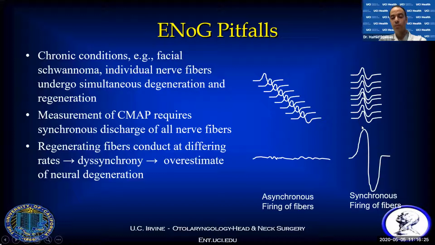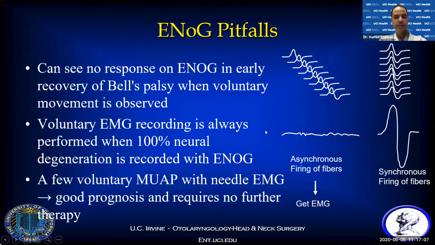This is what normal synchronous firing would be. All of the fibers are causing an EMG at the same time, and so then you get this one big massive EMG compound action potential. So we talked about this. The asynchrony will cause an overestimation of your degeneration. So anytime you get greater than 90% degeneration on ENOG, then you should be doing a needle EMG to look for any spontaneous activity. And we'll talk about that in a sec here.